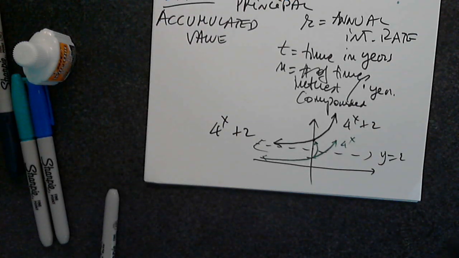Graph the functions 5 to the x and 5 to the x plus 2. How do I graph 5 to the x first? Increasing on all its domain or decreasing on all its domain? Increasing. And then how do I graph 5 to the x plus 2? Where do I go with this graph?